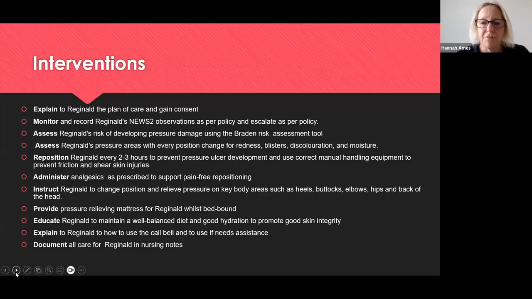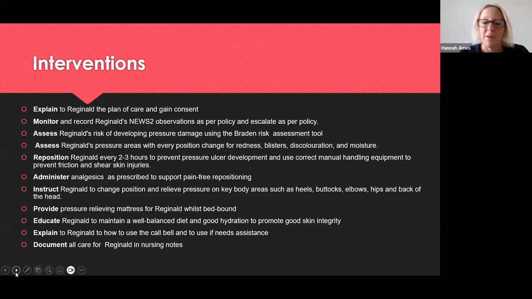Lots of interventions we can do for pressure damage. So again, thinking about those really specific ones related to management of skin integrity. Obviously we're going to have our point on gaining consent. We're going to do our NEWS2 observations as per policy. We need to risk assess Reginald for developing pressure damage using the Braden risk assessment tool. So we should be assessing Reginald's pressure areas with every position change, and we should be checking for signs of pressure damage, such as redness, blisters, discoloration. Think about all those things you would normally check in a patient's skin and put those in your care plan.